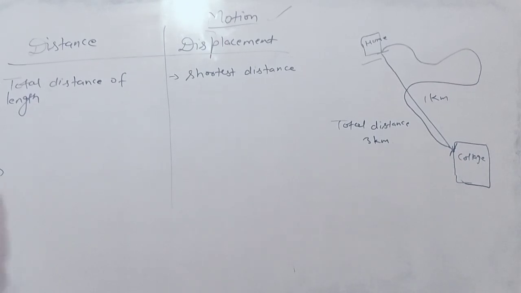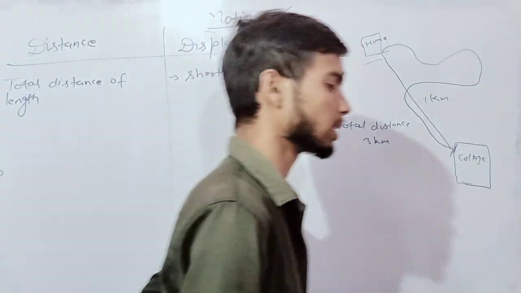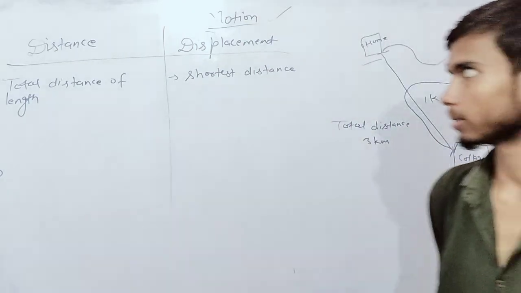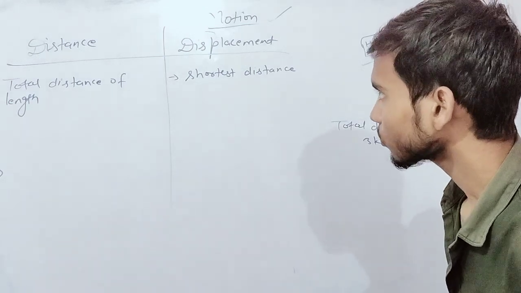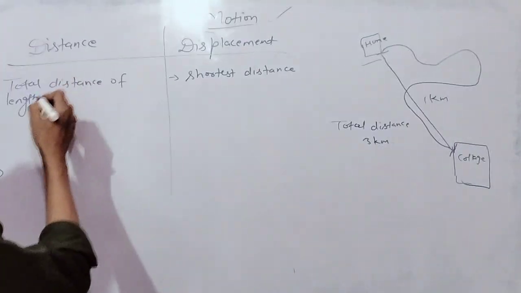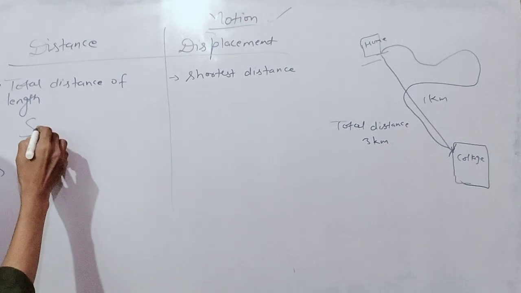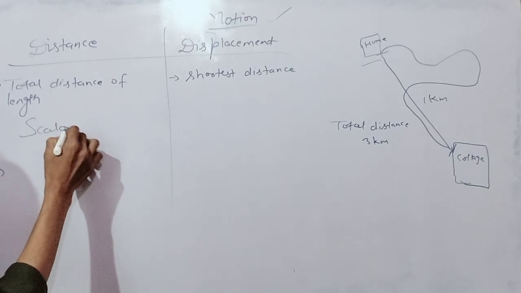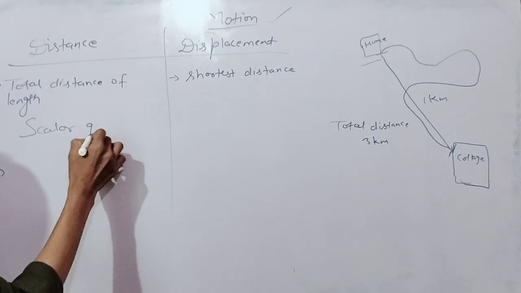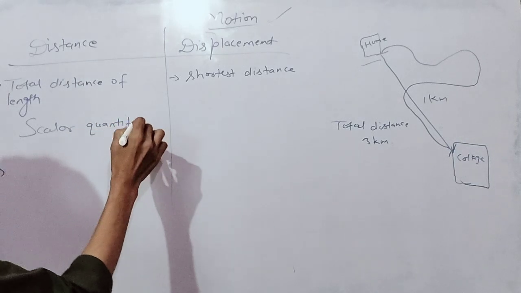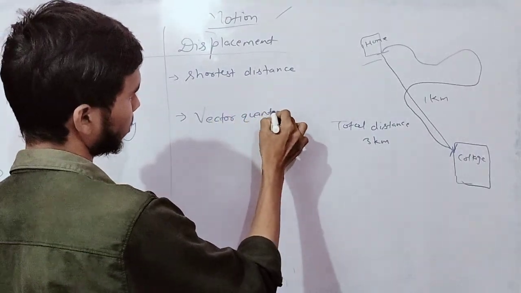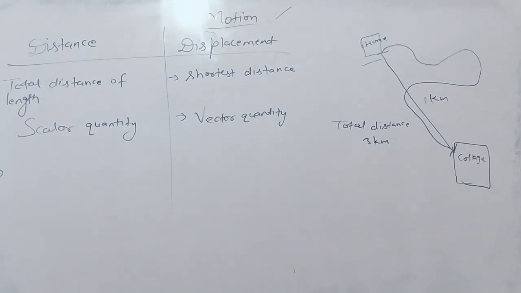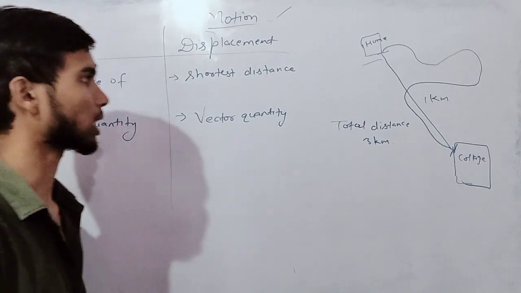Now what else? Quantity. Which quantity is distance? Which quantity is displacement? Always remember, distance is a scalar quantity. I will tell you why. Displacement is a vector quantity. Now let me tell you why distance is a scalar quantity and why displacement is a vector quantity.